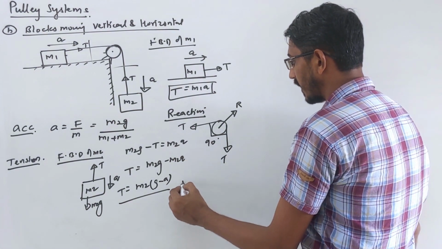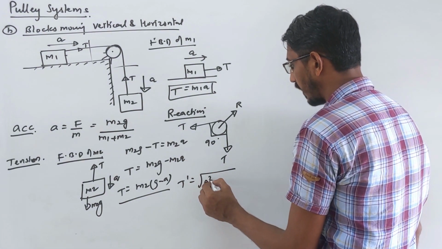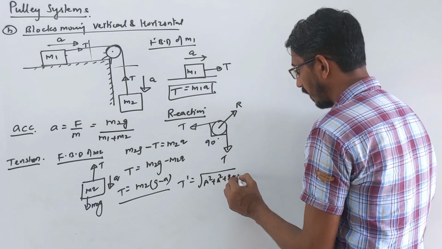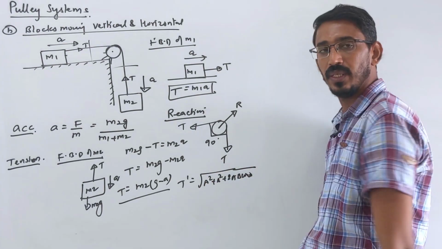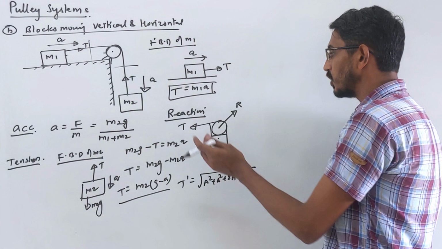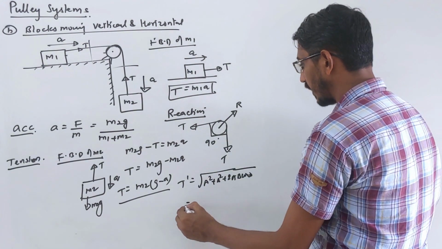So the sum of these two tensions, what is the answer? The formula is root of A squared plus B squared plus 2AB cos theta. This formula is used for vector addition. Any vectors you want to add, you have this formula. So these are two forces, you want to add them. So what is the answer?